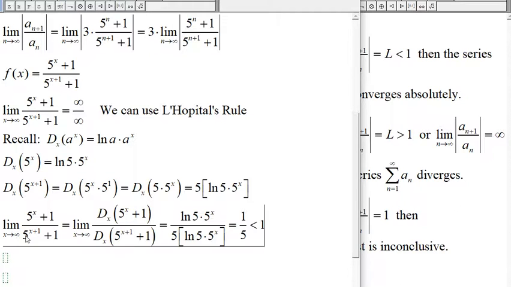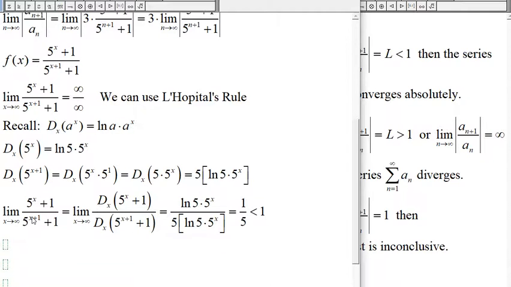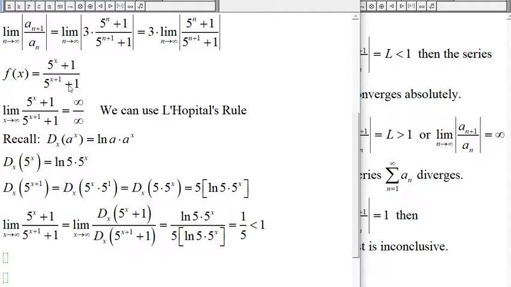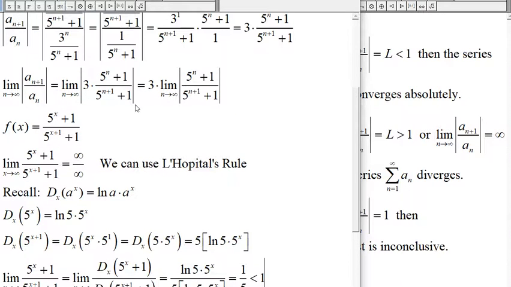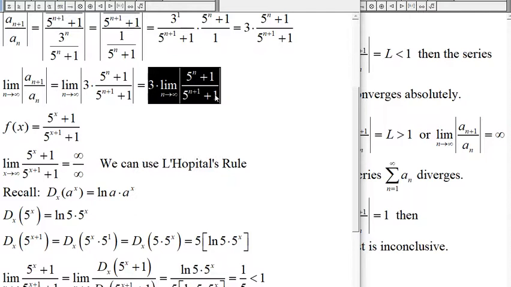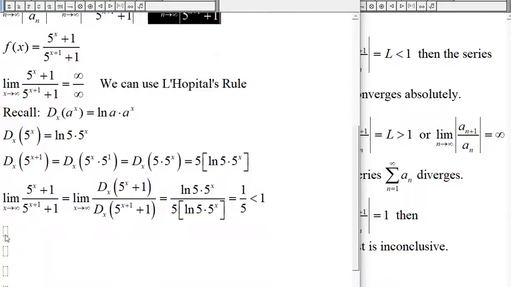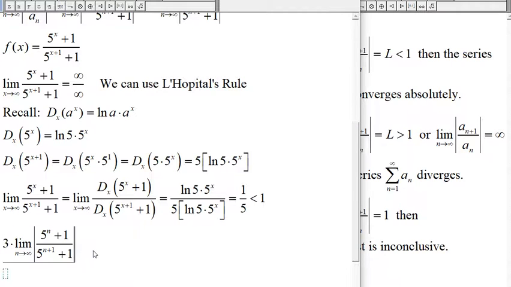And so we have shown the limit of the ratio, but this is the corresponding continuous function. Since here we're dealing with a discrete function, this means this. So back to our function right here, it means that this is 3 times the limit here, which will be 1/5. And then this is equal to 3/5, which is less than 1.